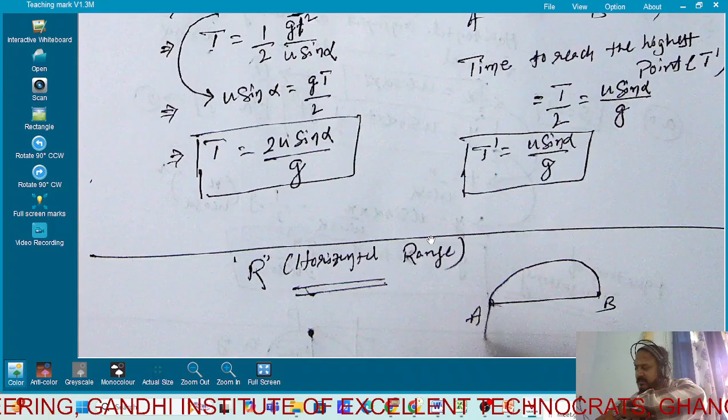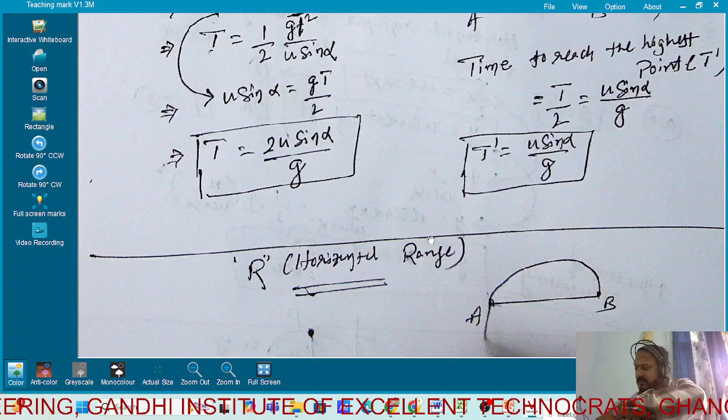The effect of gravity will be there when the body is going in this particular direction. So the effect of gravity along the horizontal will be zero or not? Yes, sir. S is equal to ut. What is S here? Horizontal range, R. What is the horizontal component of the velocity? U cos alpha. What is the total time from A to B? It is capital T.